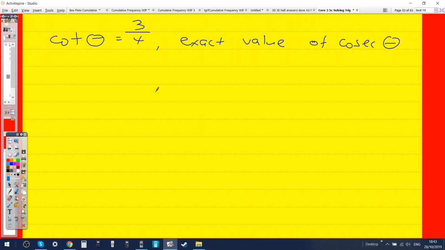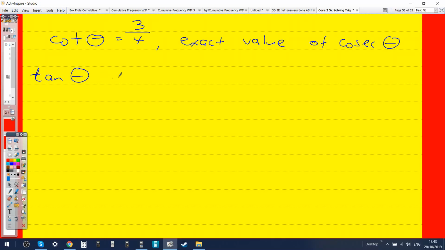Put this back in terms of tan. Okay. So 1 over tan theta equals 3 over 4. So theta equals inverse tan. No. What is tan theta equal to?